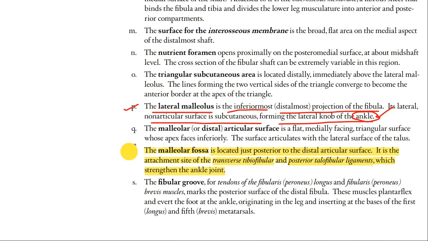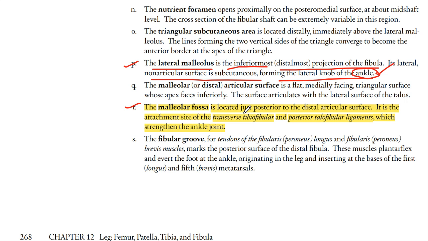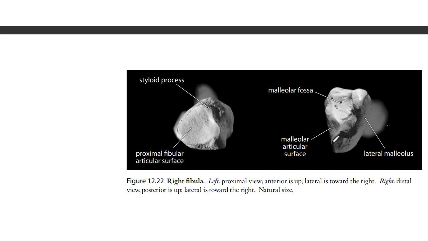Then we have the malleolar fossa. It's located just posterior to the distal articular surface, again for the attachment of the transverse tibiofibular and the posterior talofibular ligaments, which strengthen the ankle joint. Right, so this is it.